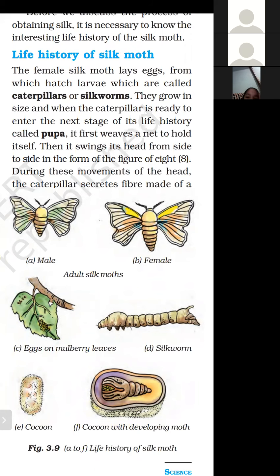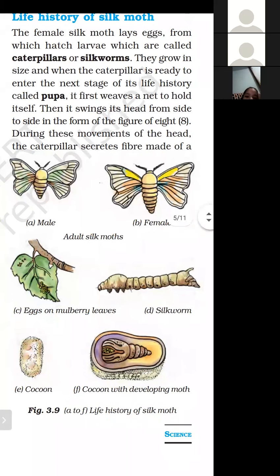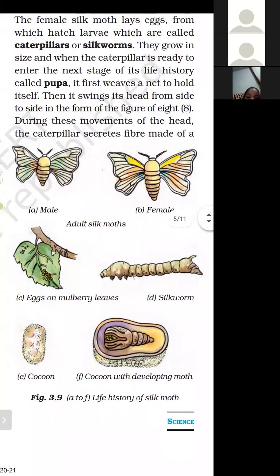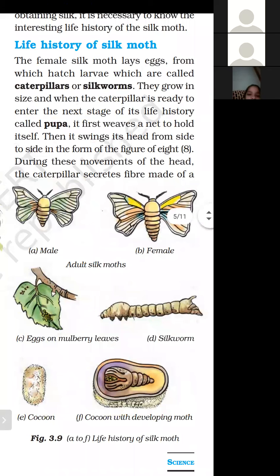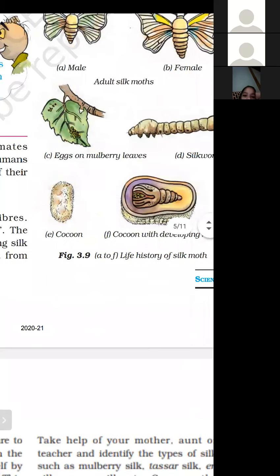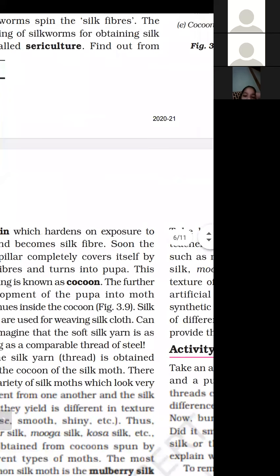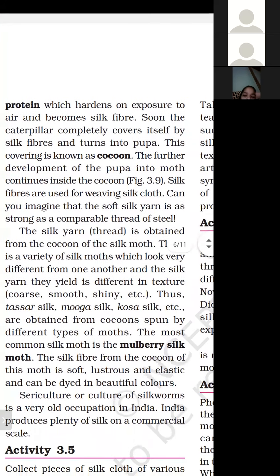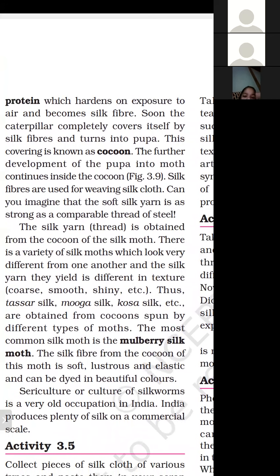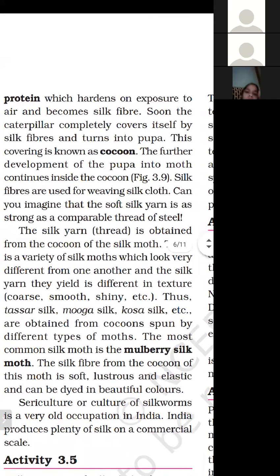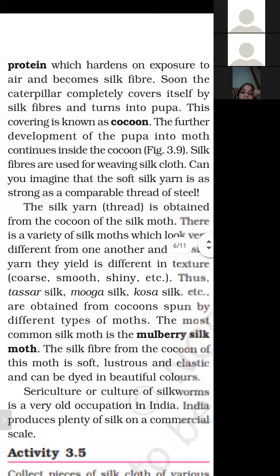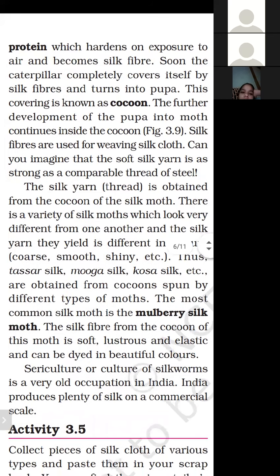During this movement of the head, the caterpillar secretes fiber made up of protein. When the head moves here and there in an 8-like pattern, the caterpillar secretes fibers. These are made up of protein, which harden on exposure to air and become silk fibers. So when these fibers come in contact with air, they become hard and are known as silk fiber.